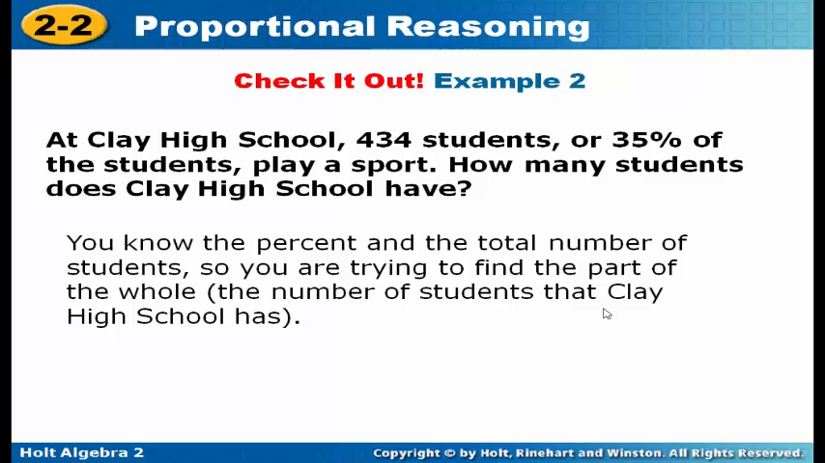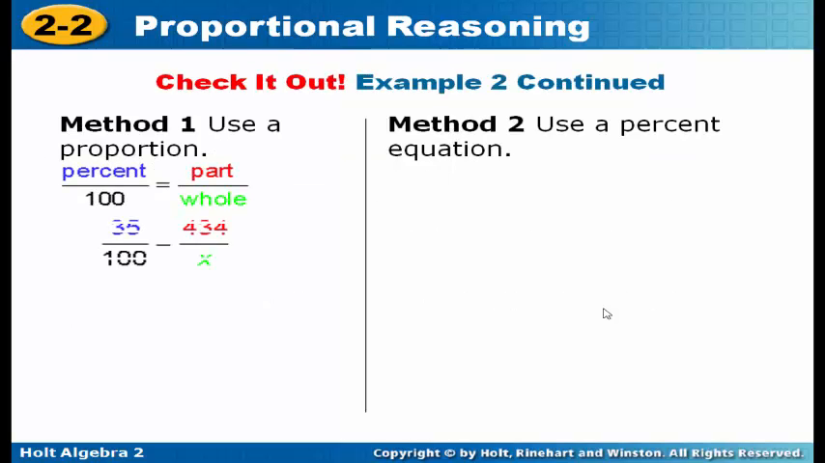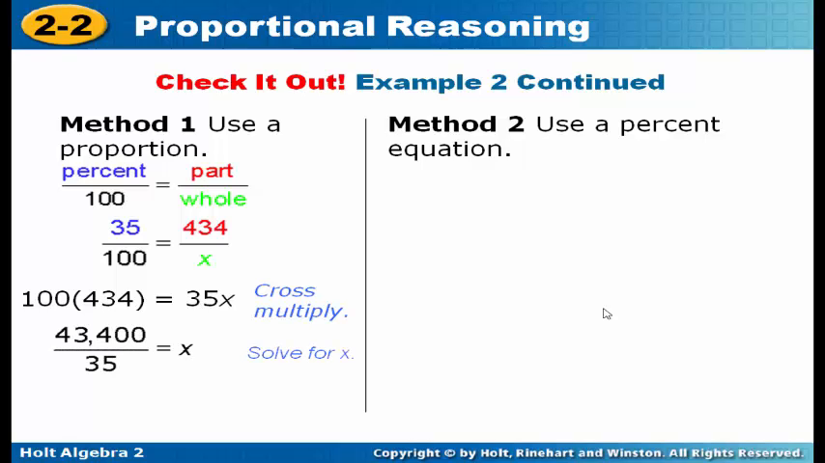At Clay High School, 434 students, or 35% of the students, play a sport. How many students does Clay High School have? We can use percent over 100 equals part over whole. So 35 over 100 equals 434 over x. Then cross multiply, so 35x equals 100 times 434, and then divide by 35, so x equals 1240.